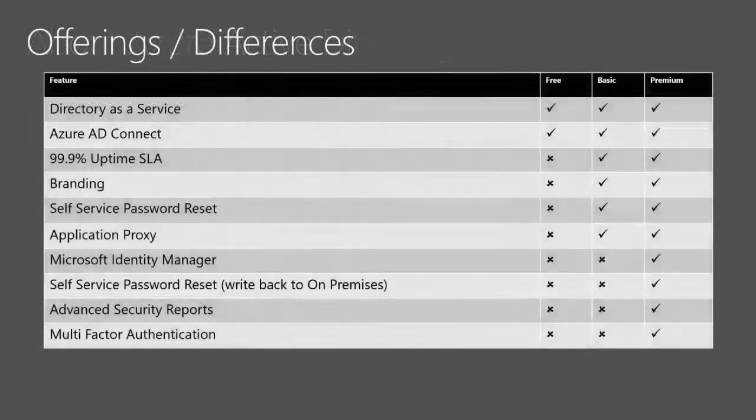Let's go through some of the offerings that Azure Active Directory Premium has and where they sit. So the first 2 up the top are Directory as a Service. Now this is where you provide a directory for your end users in Office 365 and Azure Active Directory, and Azure AD Connect. Now Azure AD Connect is the latest version of what's previously been called DIRSync, Azure Active Directory Sync. Now it's called Azure AD Connect, and that's what we're going to be using for this demonstration. Those features are available in all 3 versions, the free, the basic, and the premium version.